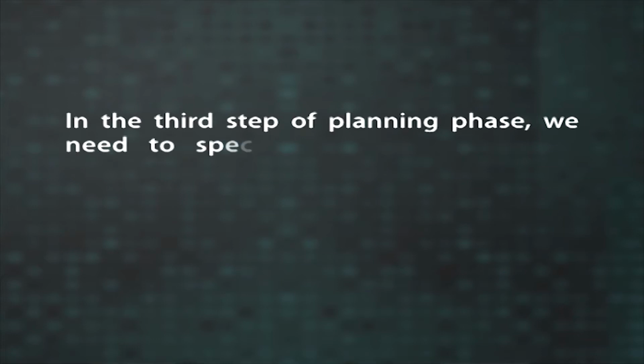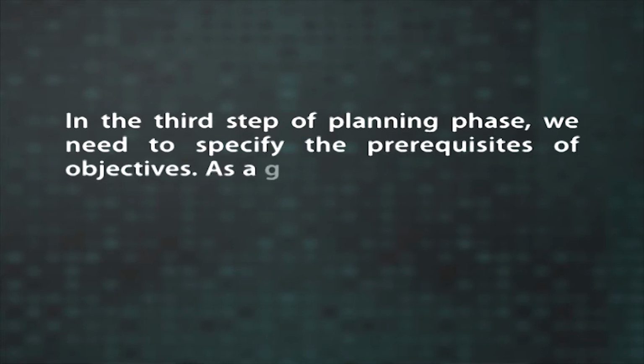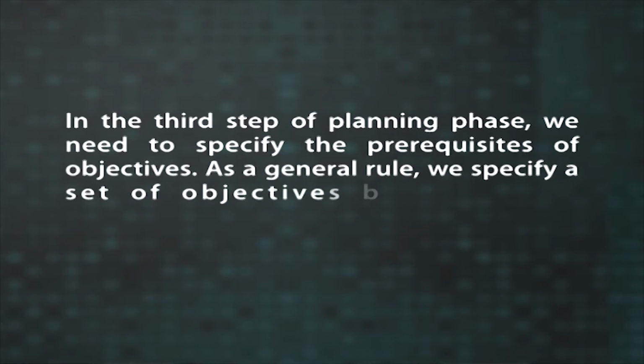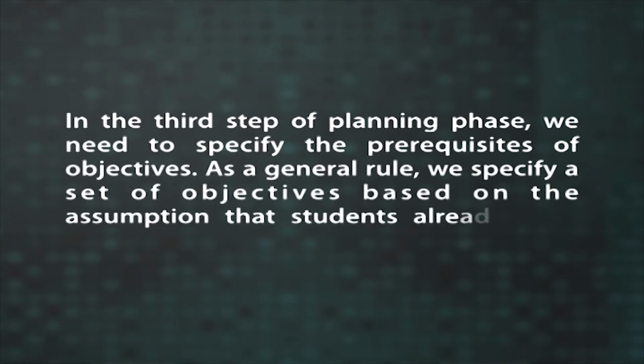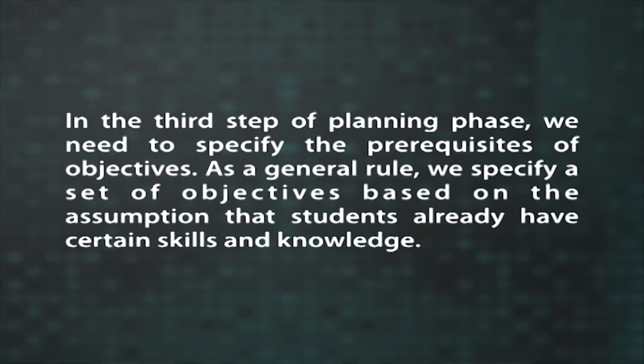Step 3. In the third step of planning phase, we need to specify the prerequisites of objectives. As a general rule, we specify a set of objectives based on the assumption that students already have certain skills and knowledge. Let us take a simple example. Suppose an English teacher wants to introduce the concept of active and passive voice to his or her students. He or she introduces the concept based on the assumption that the students already have an understanding of certain other concepts in English grammar, such as types of sentences, forms of verbs, etc.